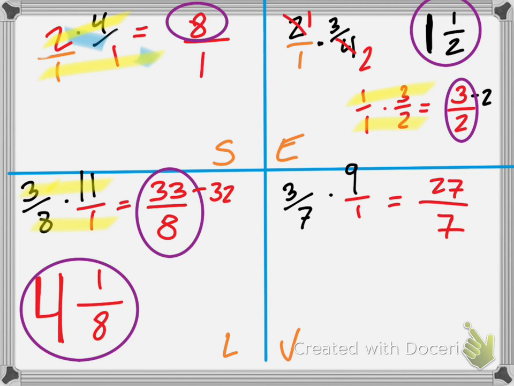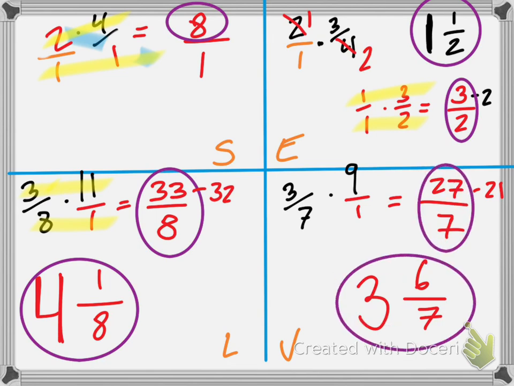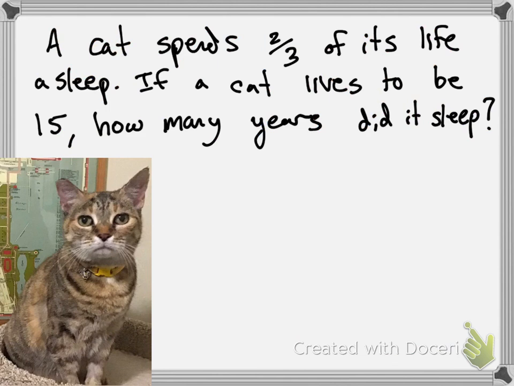How many 7s fit into 27? 3. My denominator always stays the same. And what was 3 times 7, Vahe? 21. So I'm going to take that away from my top number. What's 27 minus 21? 6. And that's my answer. 27 sevenths is the same as 3 and 6 sevenths.